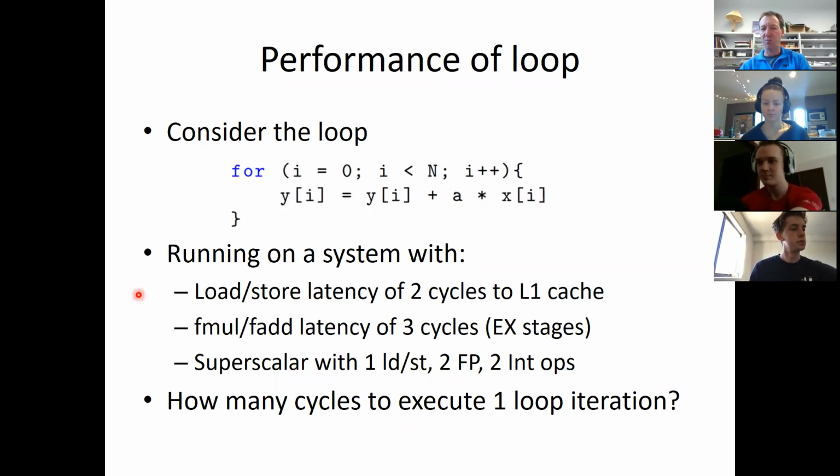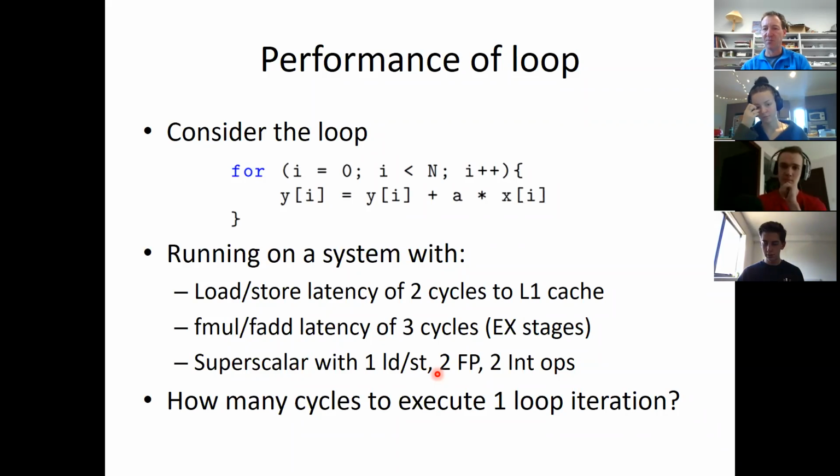So in our example, we assumed load and store latency of 2 cycles from and to the L1 cache, and then the multiplication latency is 3 cycles. And then we allow for superscalarity, that we have a single load store operation, but 2 floating point and 2 integer operations at the same time. And with this sort of information, you can actually calculate how many cycles it should take to execute a single loop operation from this code.